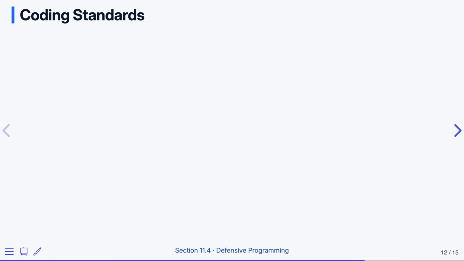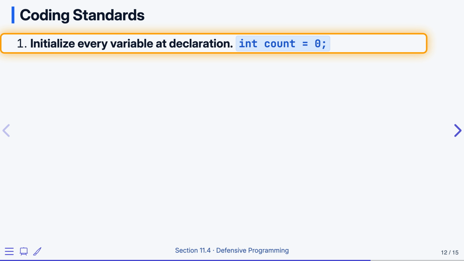Individual techniques protect individual operations. Coding standards protect the whole code base by making dangerous patterns structurally unlikely. A coding standard is a set of rules every function follows. This is a practical checklist. Rule 1. Initialize every variable at declaration, like int count = 0. This eliminates the entire class of uninitialized variable bugs.